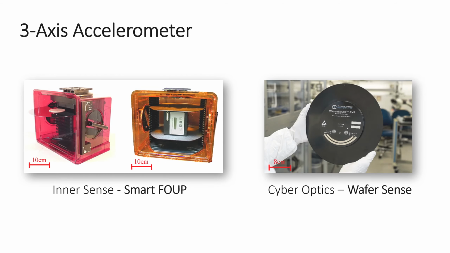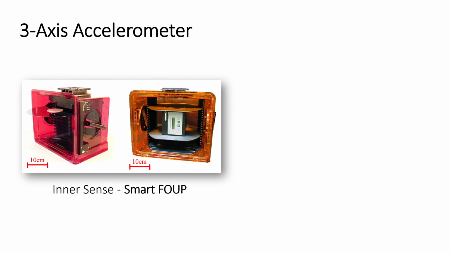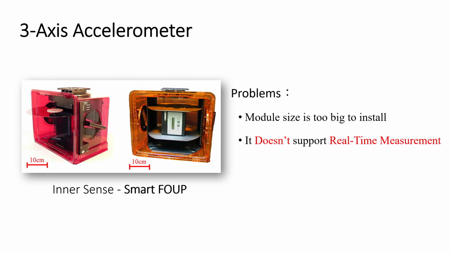There are several existing sensors and systems, so I will introduce them. The first one is Smart FOUP, developed by Innocence. This is a sensor that can detect if there is an impact outside, but it has problems. The module size is too big to install, and it doesn't support real-time measurement, so it has a delay problem.